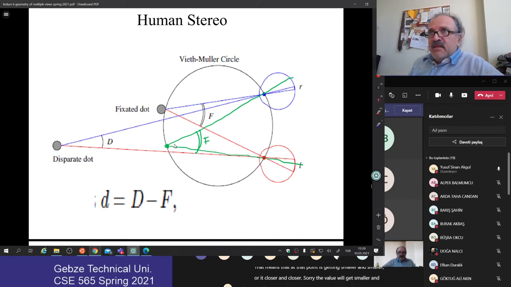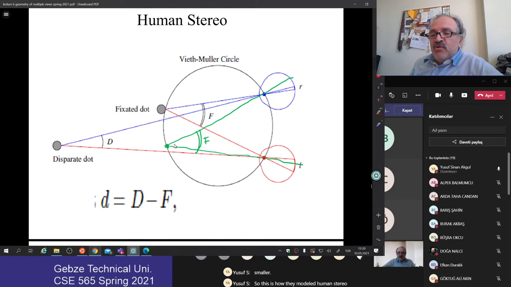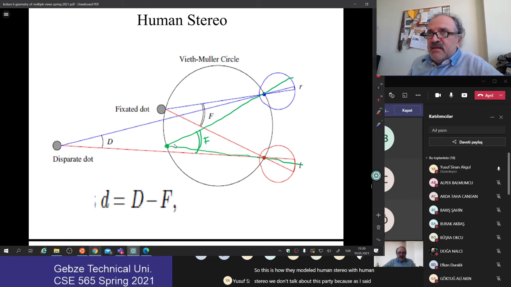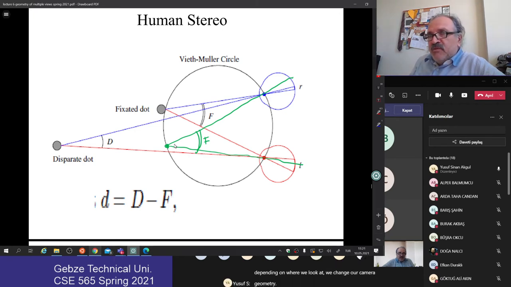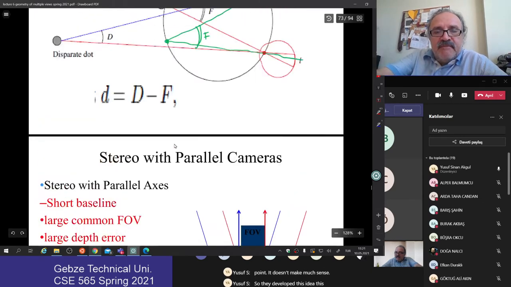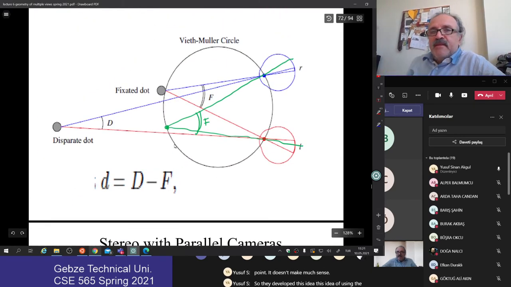So this is how they modeled human stereo. With human stereo, we don't talk about the disparity because, as I said, depending on where we look, we change our camera geometry. We cross our eyes or we make our eyes parallel. When you do that, retinal disparity doesn't make much sense. So they developed this idea of using the Muller circle. Any questions on this?